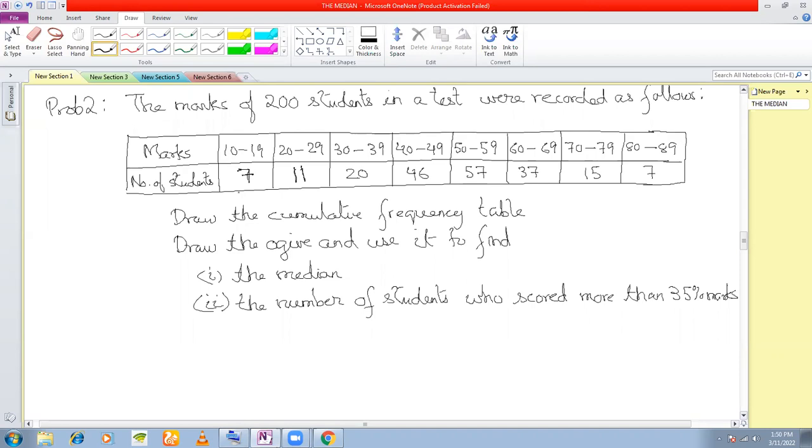What you see here is that all these classes that are given here, these are all class limits that are given to you, right? These are class limits. You cannot draw an ogive with the help of class limits. Therefore, you will first have to convert them to class boundaries. So let's convert these class limits to class boundaries and also calculate the cumulative frequency.